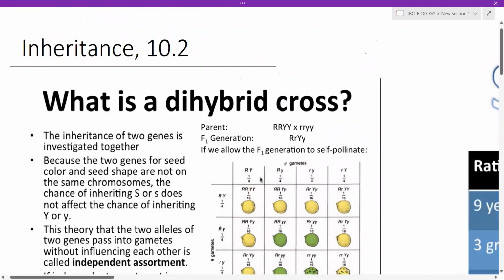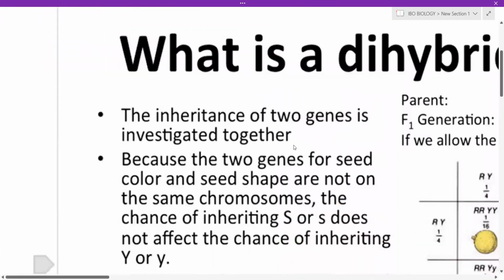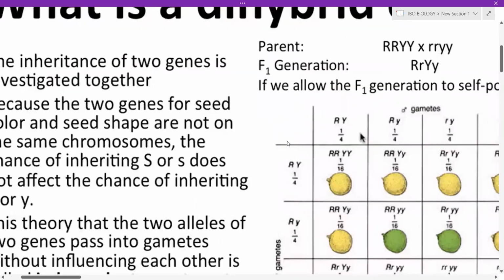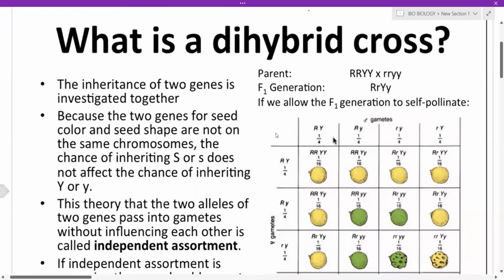Let's get started with Inheritance 10.2 IB Biology. We're going to go briefly over dihybrid cross first, and then we're going to study linked and unlinked genes, and their relationship with Mendel's laws of inheritance. So let's begin by doing dihybrid cross.